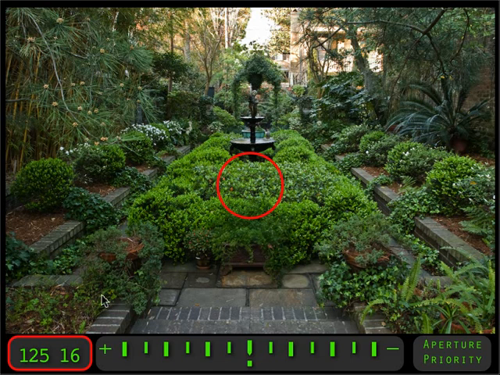If I change my value from f16 to f11, the camera automatically changes the shutter speed, so it's still letting the same amount of light in, as you can see by the hash mark remaining in the center. Open up again to f8, and again it has changed my shutter speed from 250th to 500th, keeping the same amount of light hitting the frame.